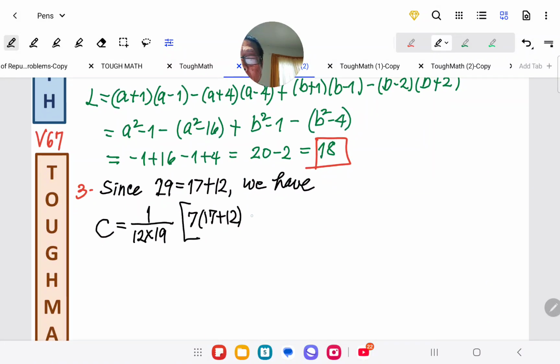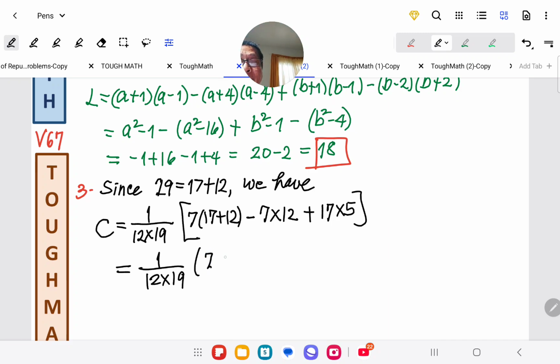Minus 7 times 12 plus 17 times 5. Okay, so this is equal to 1 over 12 times 19, and then we have 7 times 17 plus 7 times 12 minus 7 times 12 plus 7 times 5.